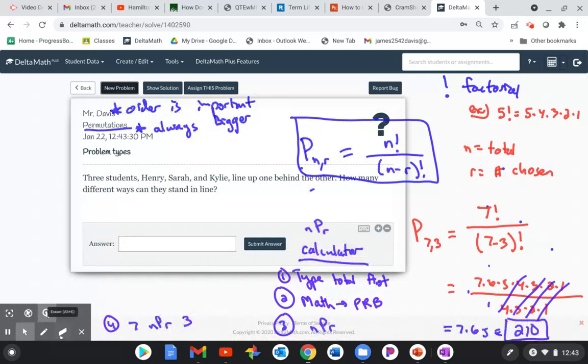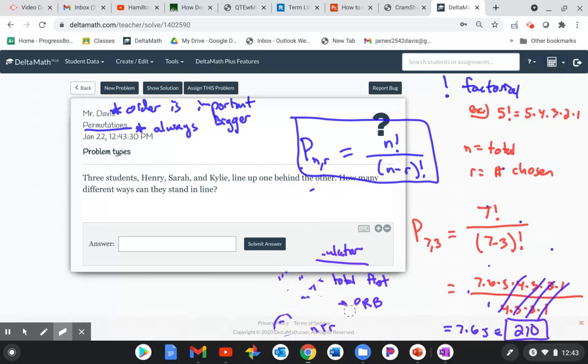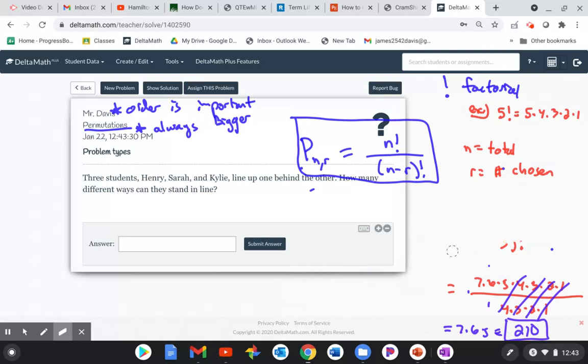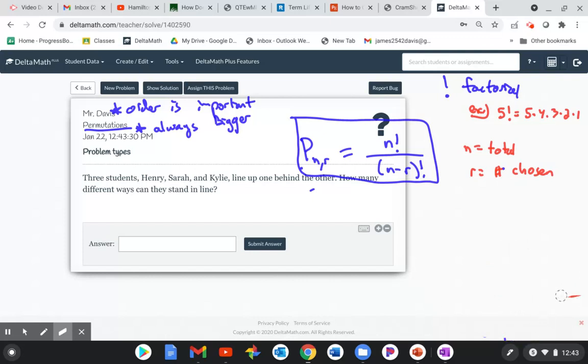Let's try another one here. So I'm going to keep the formula here, just to show you. All right, so we have students Henry, Sarah, and Kylie. They lined up. How many different ways can they stand in line? Okay, so let's think about how many total people there are and how many we're going to choose.